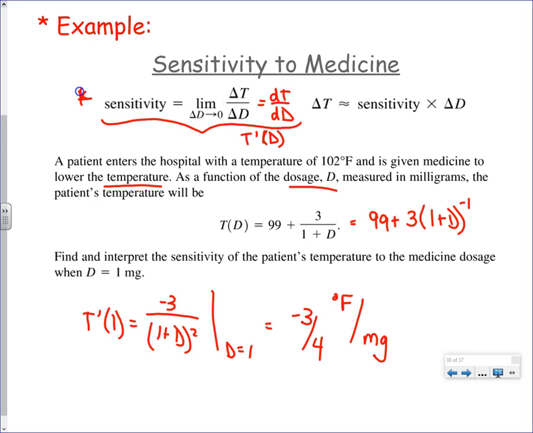My units are so good though, degrees Fahrenheit per milligram, right? Okay, so what does this mean in context? Per milligram of medicine given to the person, the temperature will go down 3/4 of a degree Fahrenheit. Per milligram, that's given. The temperature will go down negative 3/4 of a degree.